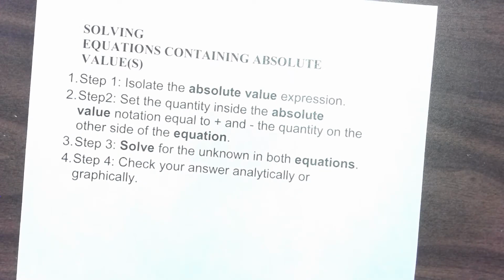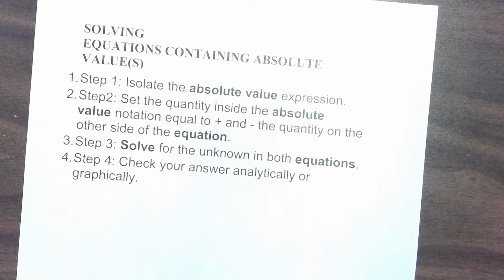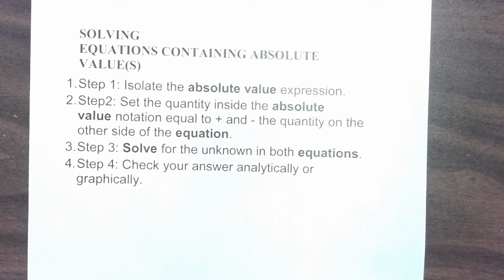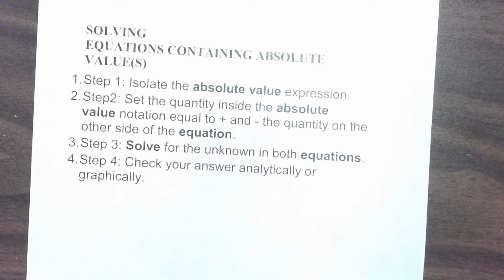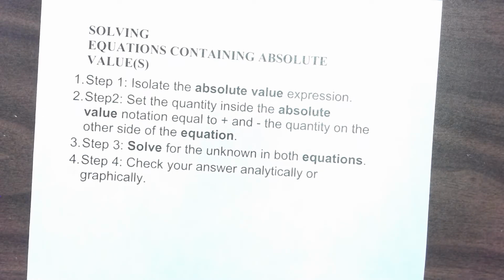So when we're looking at this, we have some steps that we're going to be following. Step 1, we're going to isolate the absolute value expression. Step 2, we're going to set the quantity inside the absolute value notation equal to positive and negative the quantity on the other side of the equation. That's when solving these. And remember, that's going to relate to our story yesterday when we were at Walmart and we could go right to Sonic or left to Chick-fil-A.